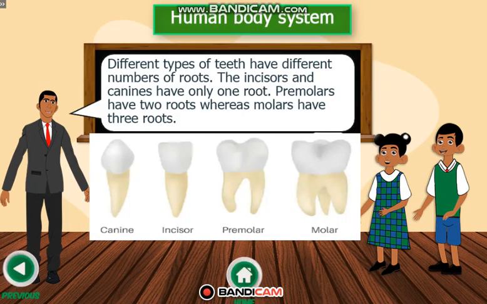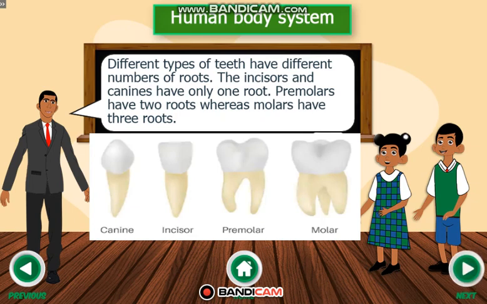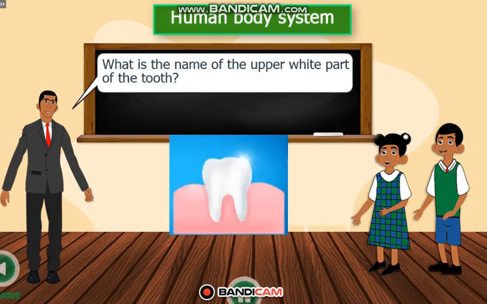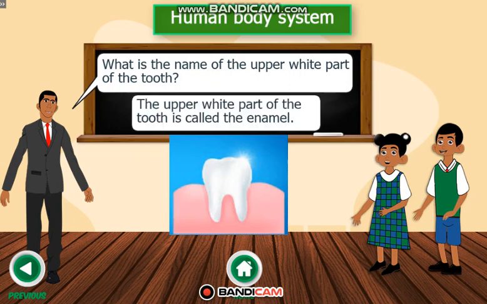Different types of teeth have different numbers of roots. The incisors and canines have only 1 root. Premolars have 2 roots, whereas molars have 3 roots. What is the name of the upper white part of the tooth? The upper white part of the tooth is called the enamel.